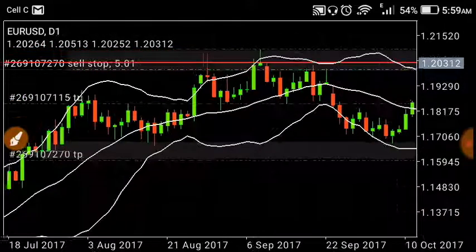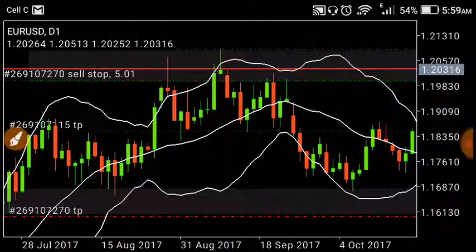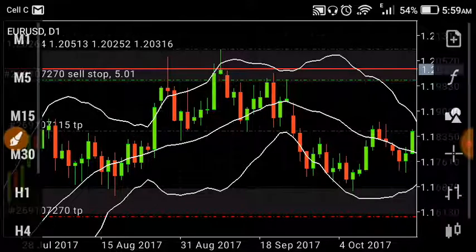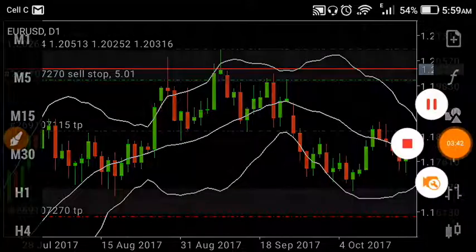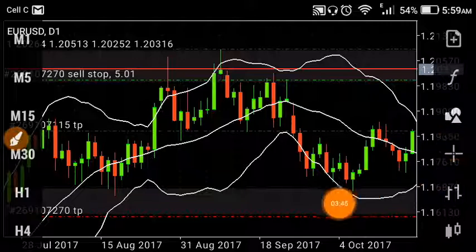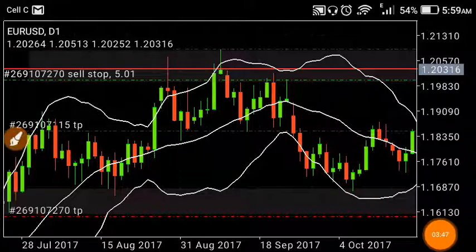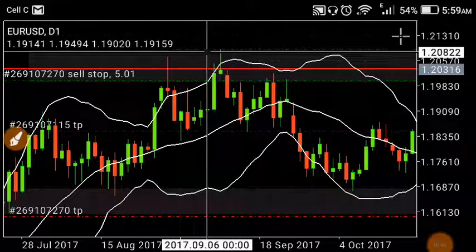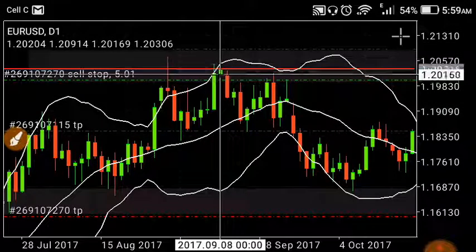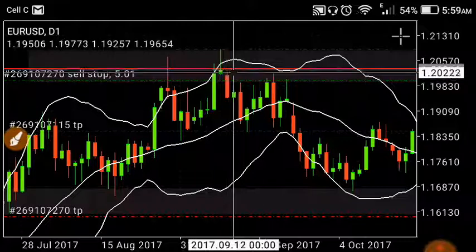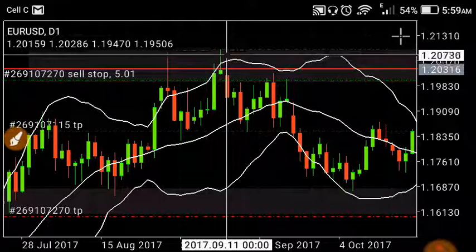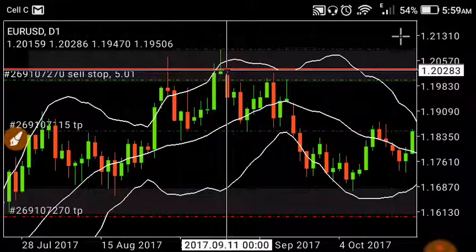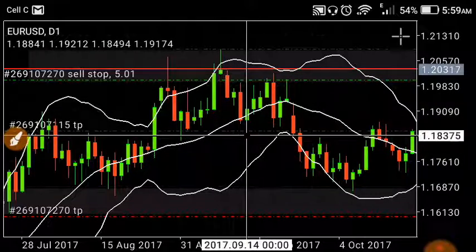So one of the things that I was looking for here is that, as you can see in this area here, we had a piercing of the band, and the price got rejected from the high, and it closed within the band, and the market started moving downwards.